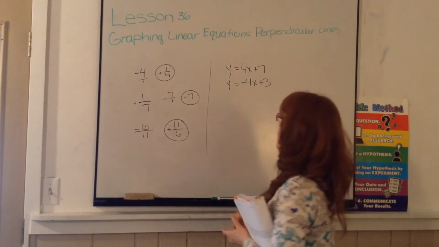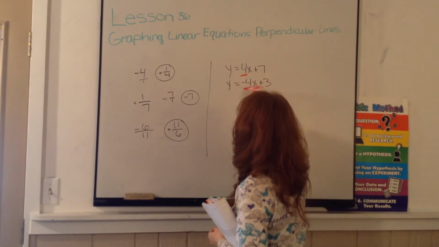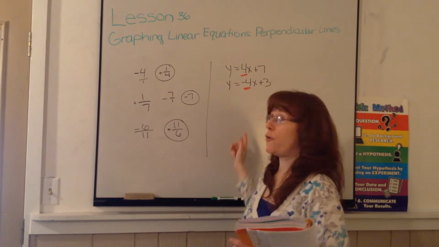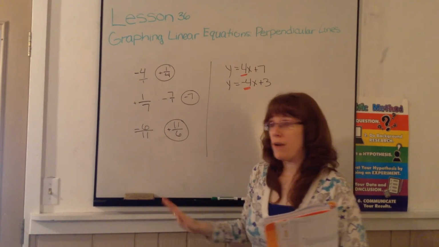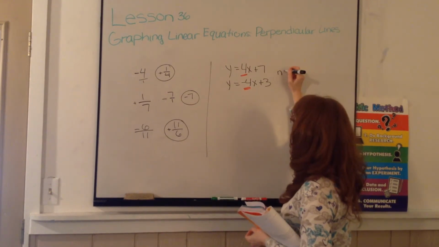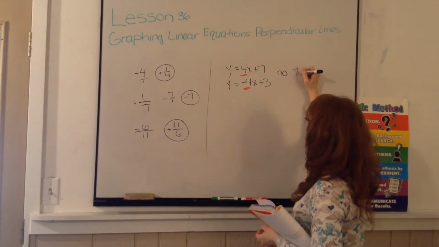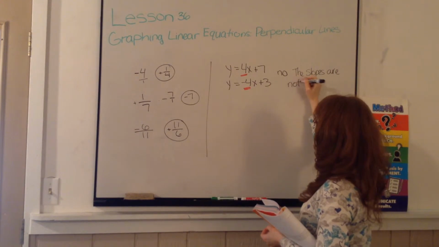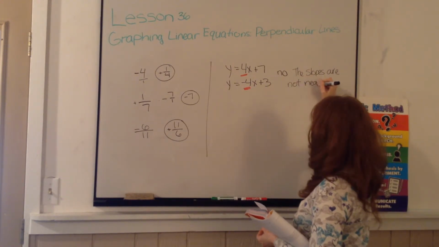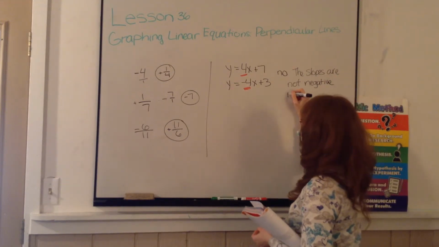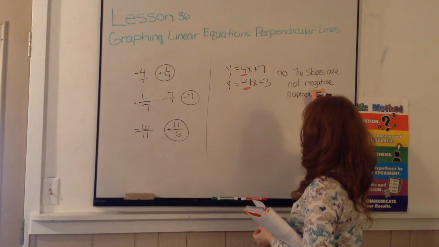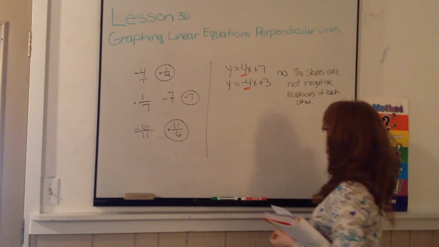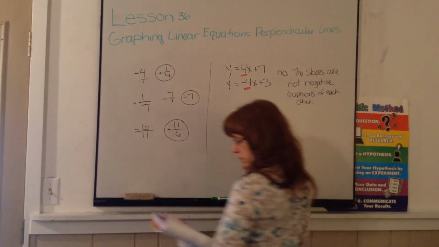Okay, so first thing I do, I find my slope. This is 4, this is negative 4. So I'm going to ask myself, are they reciprocals? No, they're not. So right there, they failed the first test. They are not reciprocals. So no, these lines are not perpendicular to one another because the slopes are not negative reciprocals of each other. Okay? Let's try the next one.